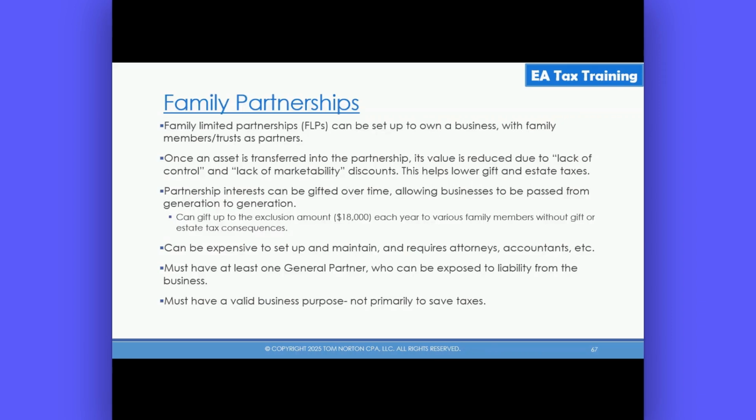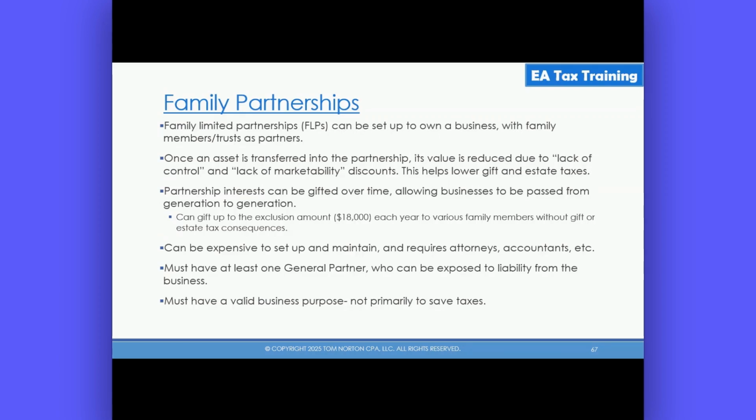Family partnerships or family limited partnerships. These are controversial. The IRS scrutinizes these very closely, but they can still be done and they can still be very effective. So what you do is you use a family limited partnership to own a business. So let's say you've got the patriarch of the family, started this business, it's very successful, owns this business.